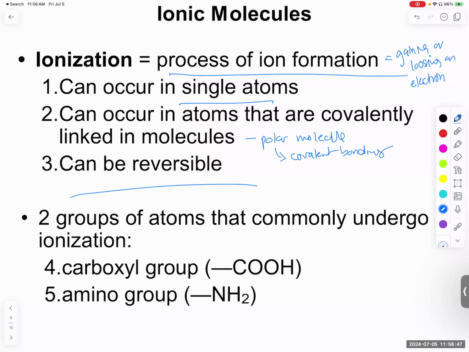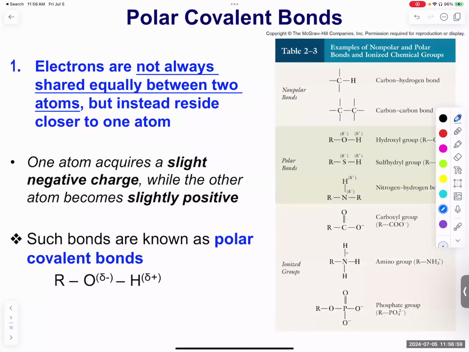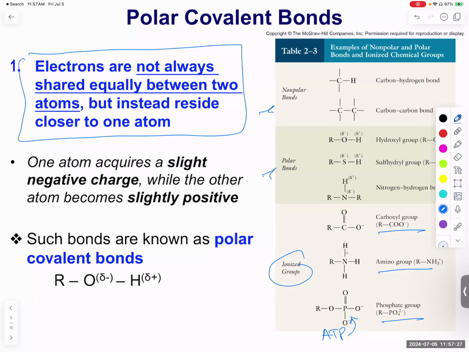So this is really common in physiology. Carboxyl groups and amine groups, which are the building blocks of proteins, these commonly undergo ionization. And so you can see these ionized groups right here, the carboxyl groups, the amine groups, phosphate groups, like ATP has this high inorganic phosphate group. And so when you see nonpolar and polar, I just want to mention these ionized groups, you're going to see these a lot.